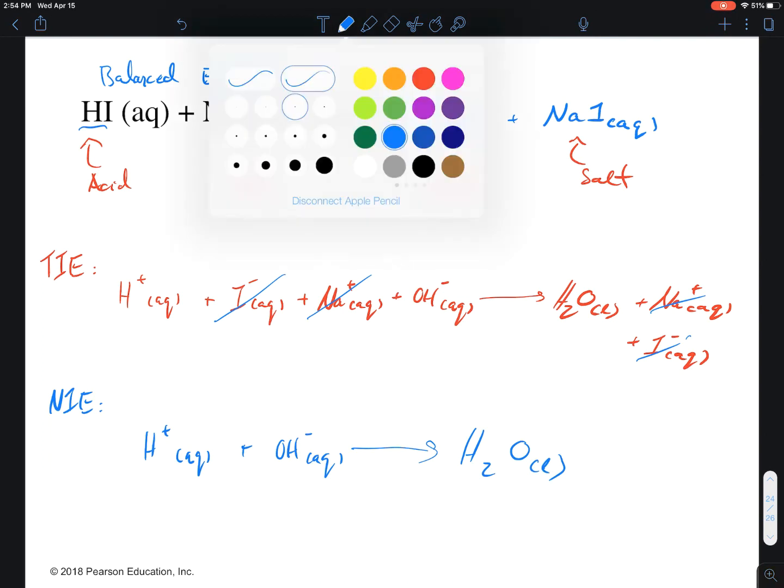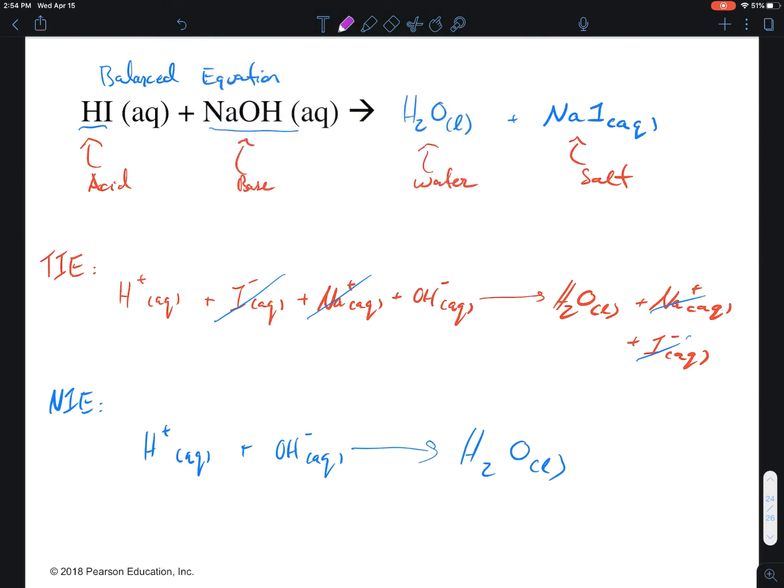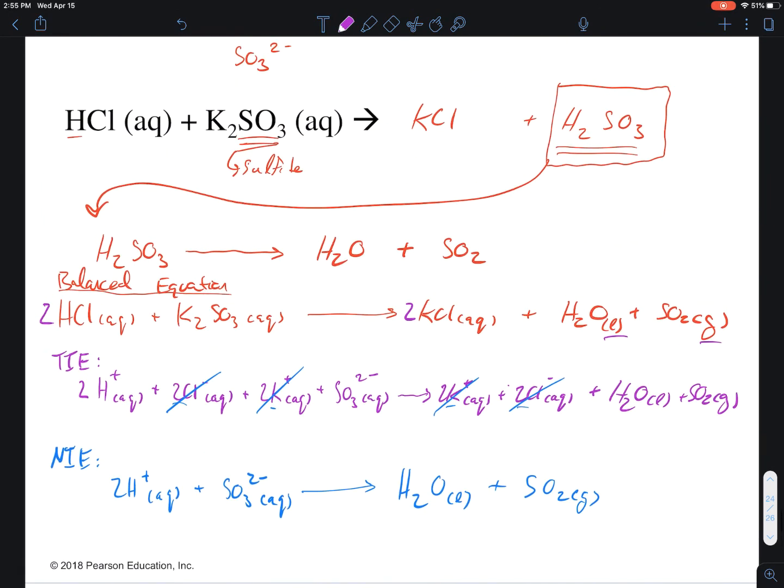And that is it. The one thing I forgot to do is indicate the driving force, right? I didn't tell you the driving force. Remember, driving force for reactions are going to be solid formation, gas formation, or the formation of water. So the driving force for this guy is water formation. It's going to be water formation.